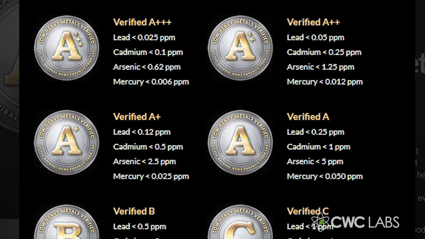Now, there are different levels for different elements. So for example, if you're looking at cadmium, verified level A, we allow up to 1,000 parts per billion, or 1 ppm. Why is that? Well, cadmium is a lot less toxic than lead. So there's a higher allowable level of cadmium in products versus lead, because we want this to be sensitive to the toxicity of these elements.